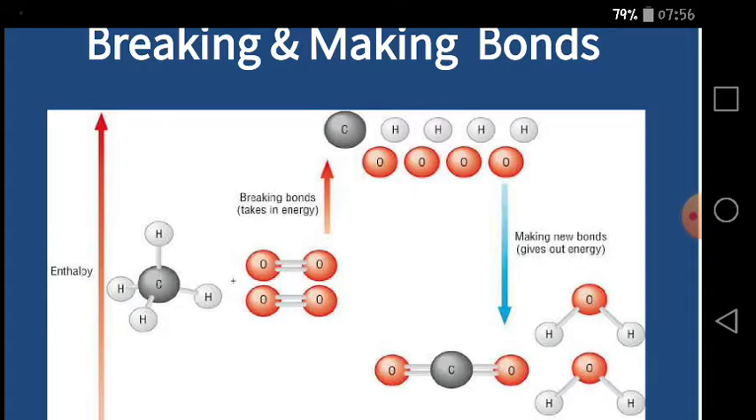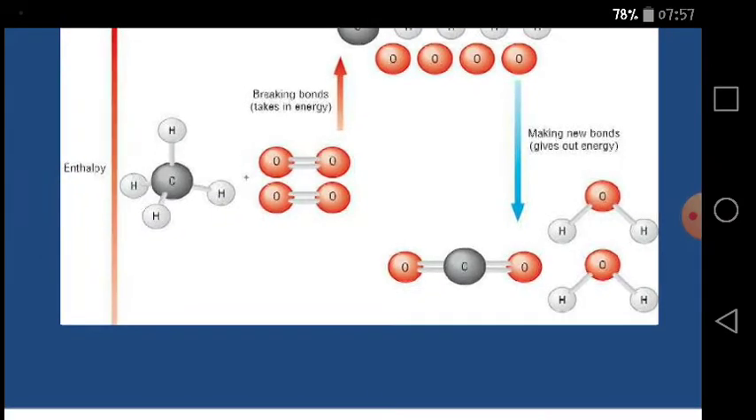In an exothermic reaction, the energy needed to break the bonds of the reactants is less than the energy released when the bonds of the products are formed. This extra energy is given out as heat. In an endothermic reaction, the energy needed to break the bonds of the reactants is greater than the energy released when the bonds of the products are formed, and this extra energy is taken in as heat. So this is how the bonds make and break.